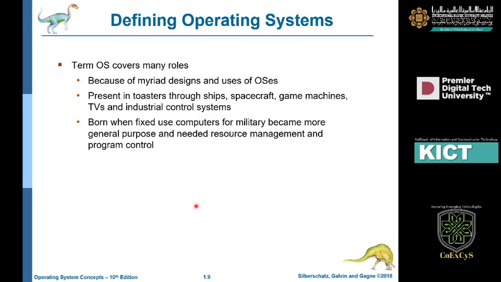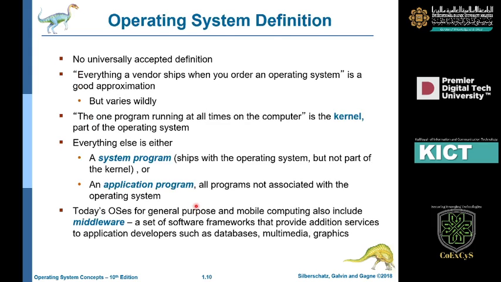The term operating system covers many roles, and it depends on how it was designed, what it was designed for, and who the particular user is. So in essence, there's no universally accepted definition for an operating system. Everything a vendor ships when you order an operating system is a good approximation of what an OS is, but it varies slightly.